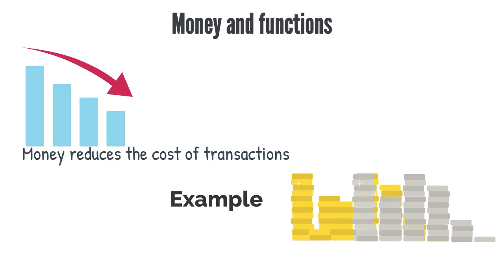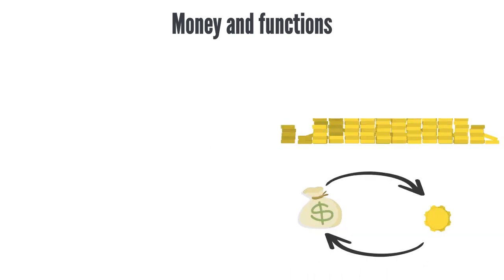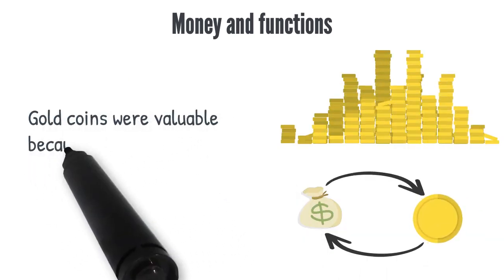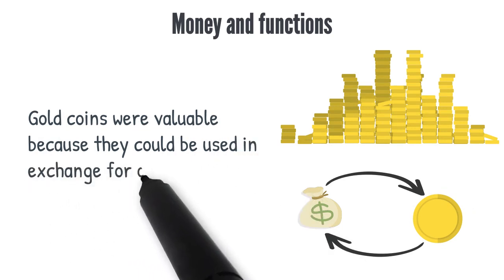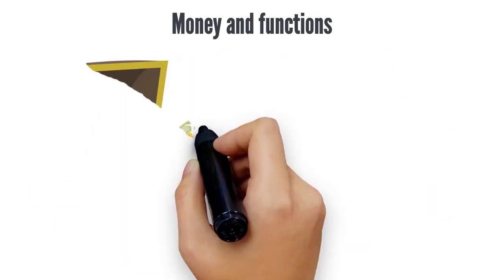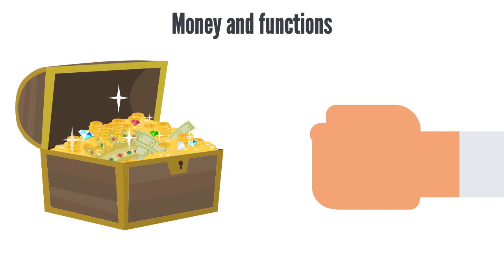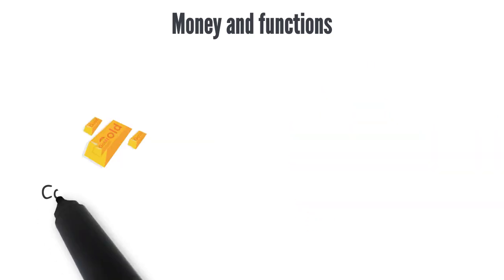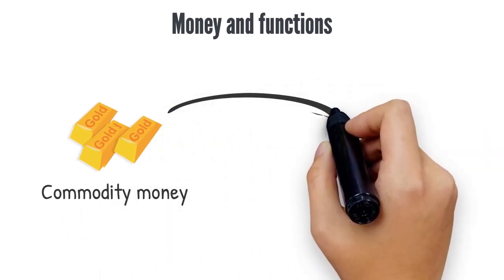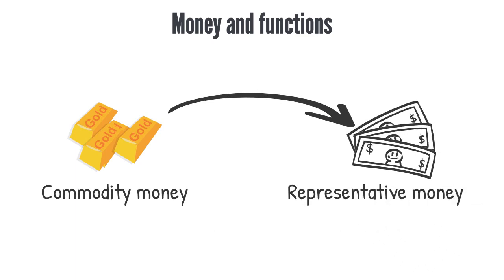Examples of commodity money are gold and silver coins. Gold coins were valuable because they could be used in exchange for other goods or services, but also because the gold itself was valued and had other uses. Commodity money gave way to the next stage, representative money.